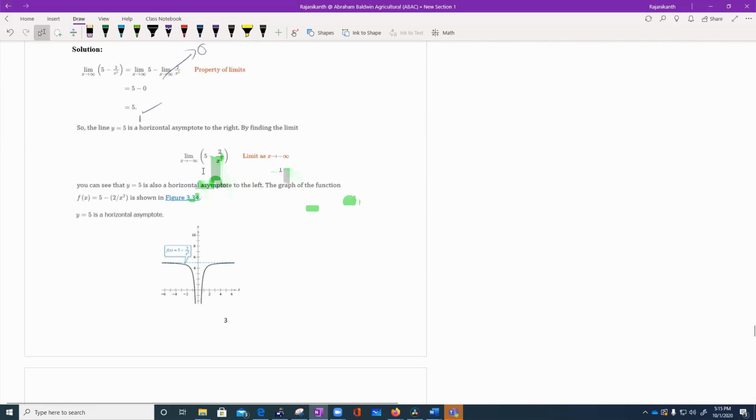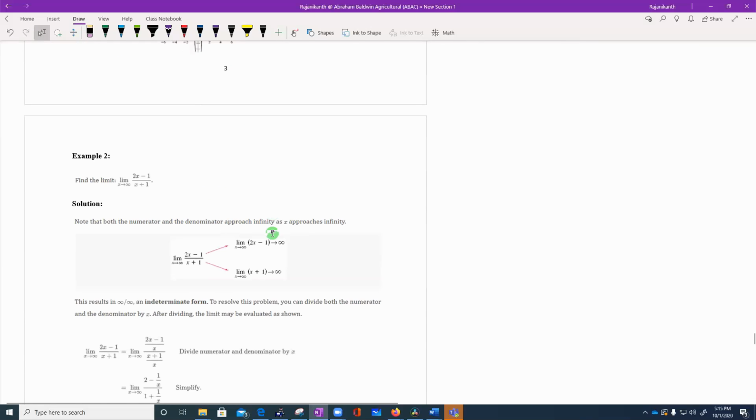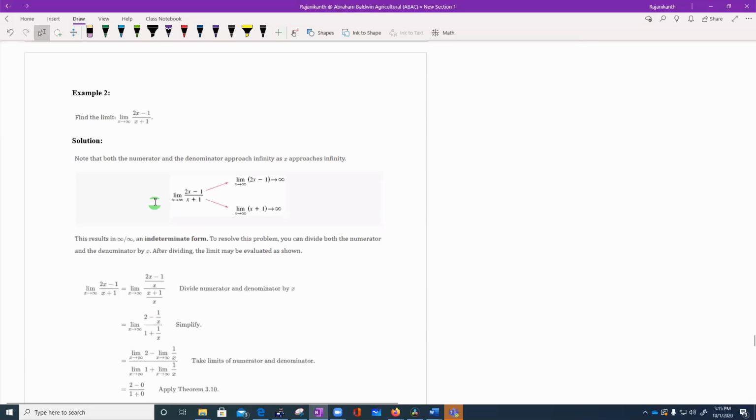That means when x goes to infinity, the function is approaching 5. Therefore, 5 should be a horizontal asymptote for that function, 5 minus 2 over x squared. Makes sense. So now these are the techniques you could learn to find the limit at infinity, right?